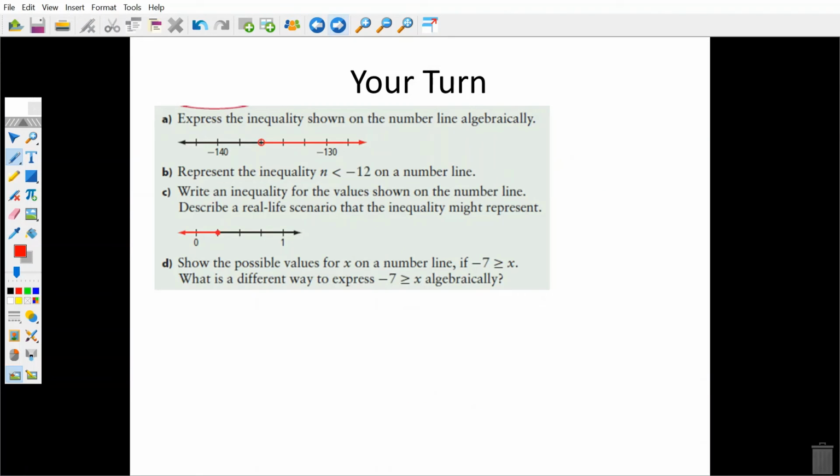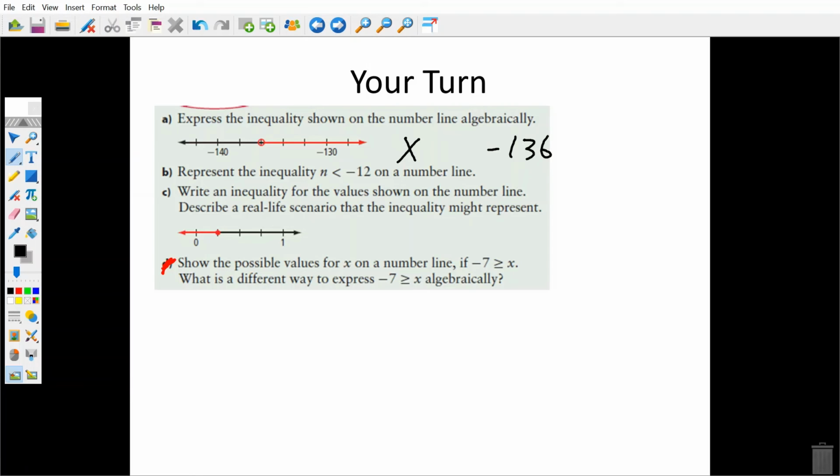All right, please pause and try these. Try A, B, and C. Actually, we'll just do these together. It says express the inequality shown on the number line algebraically. So it's between 140 and 130. So it's got to be going up by 2's. Negative 132, negative 134, negative 136.